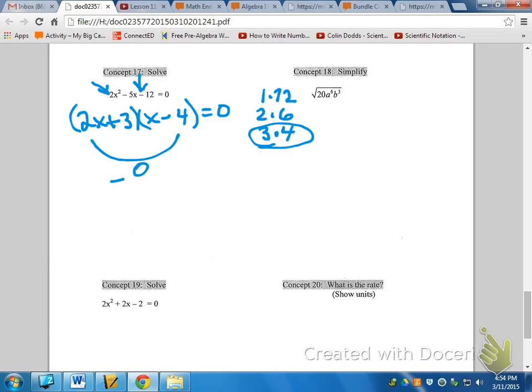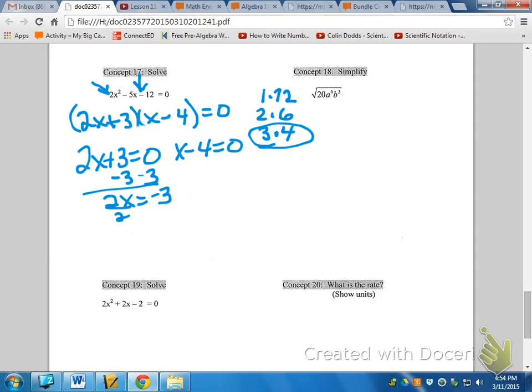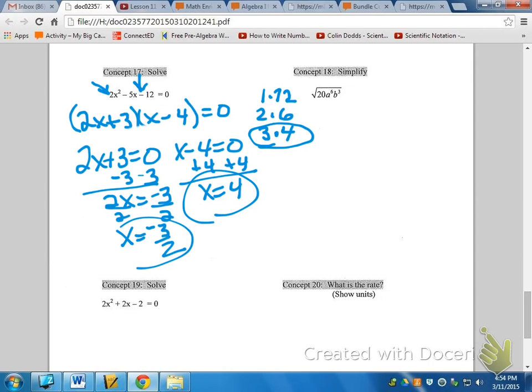Test my outer, negative 8x. My inner, positive 3x. Wow, it worked. So it gives me a combination of negative 5x, so I know that that's the correct combination. I have to set each one of these equal to 0 and solve. Subtract 3 on this one, 2x equals negative 3, and divide by 2. X equals negative 3/2. On the other side, I'm going to add 4, and x equals 4. Those are my 2 solutions.